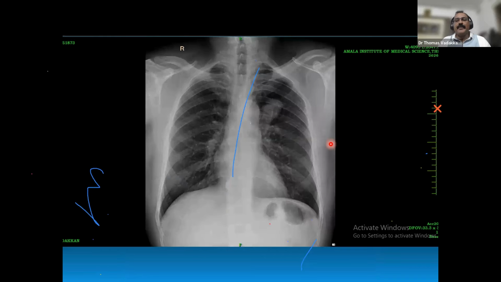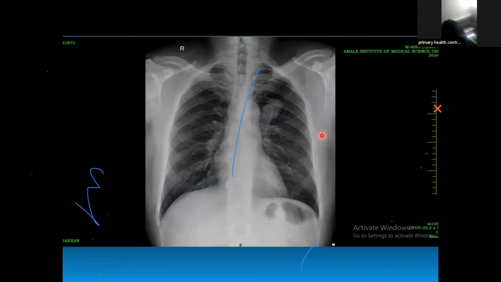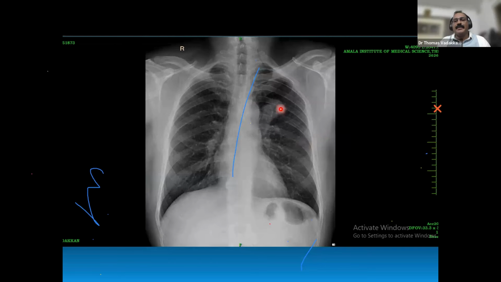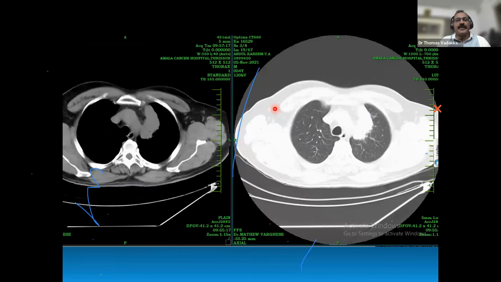Any abnormality? We have only a few more X-rays. Yes. This is the area showing some lesion, some irregular shaped nodule over the left upper zone. I will show you the corresponding CT.